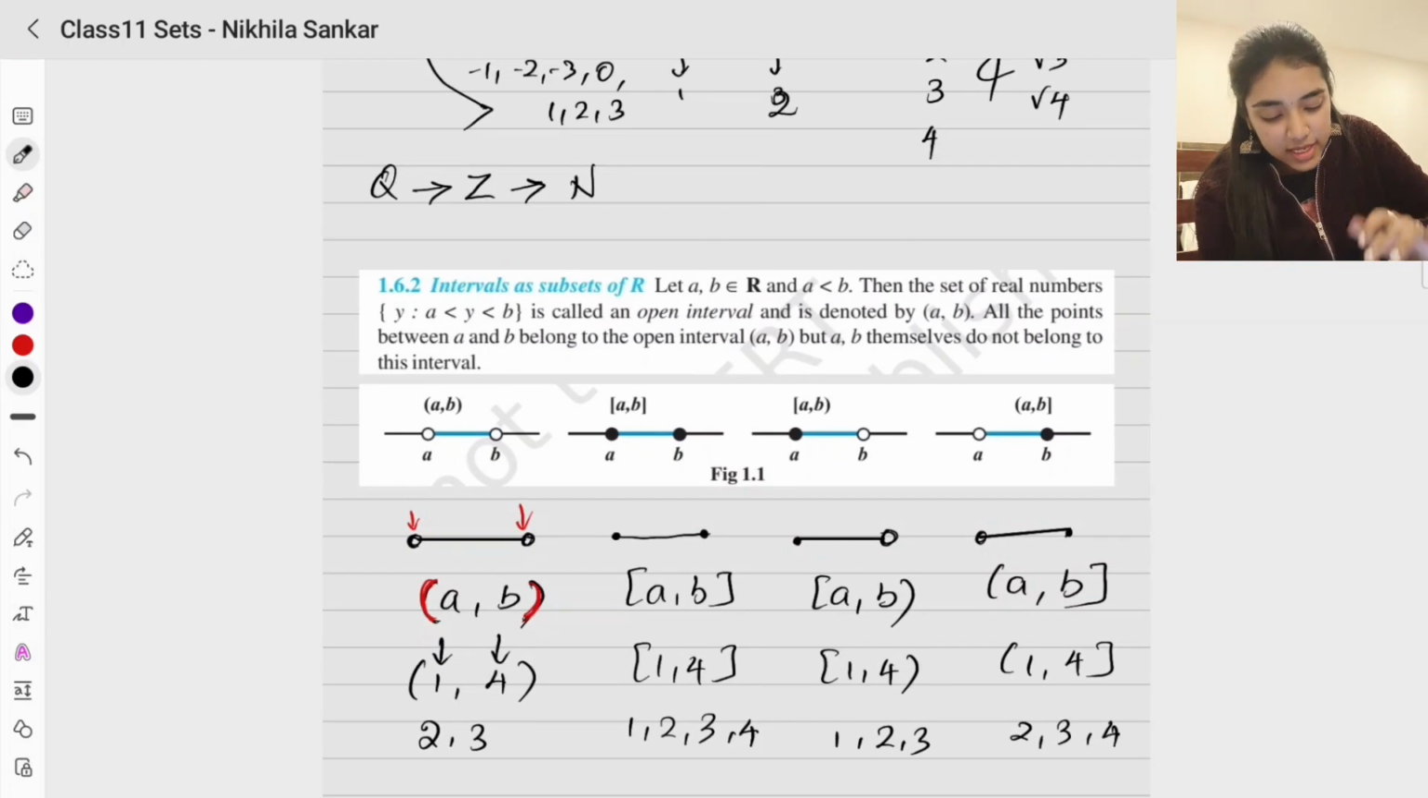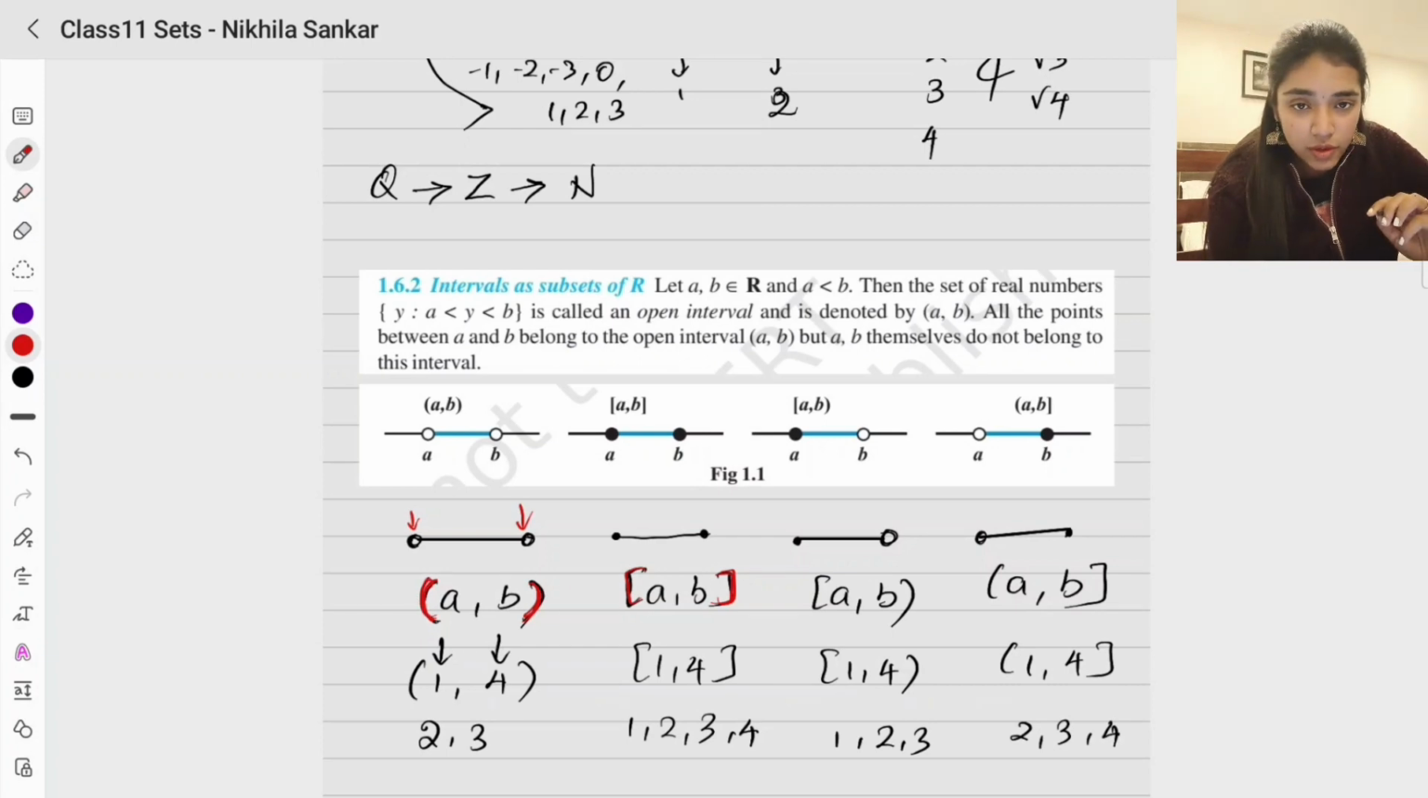So you have to understand that square brackets are for values which are included. Square brackets are for the shaded region. Circular brackets are for hollow circles. They are not included.